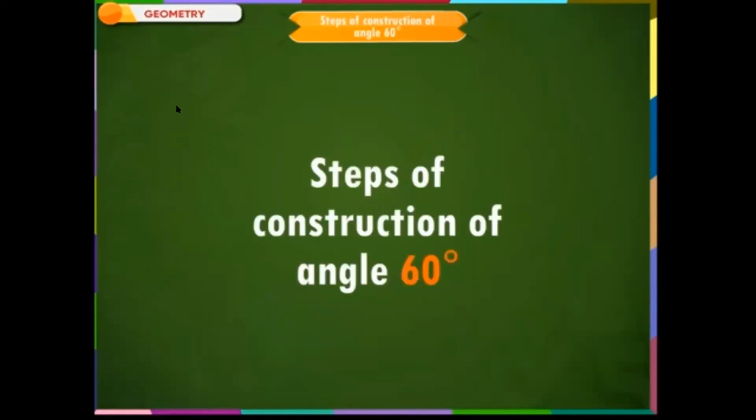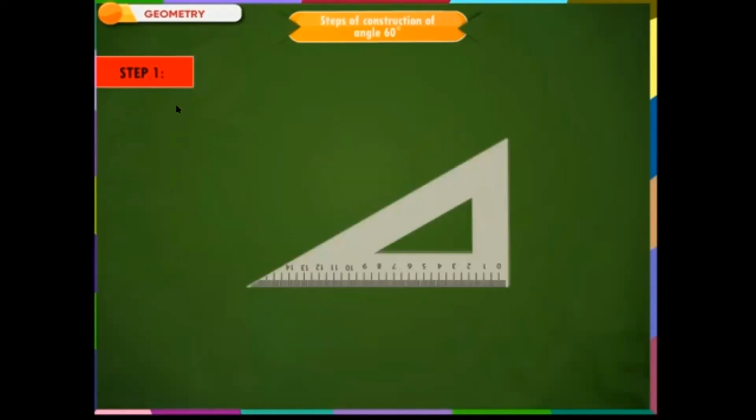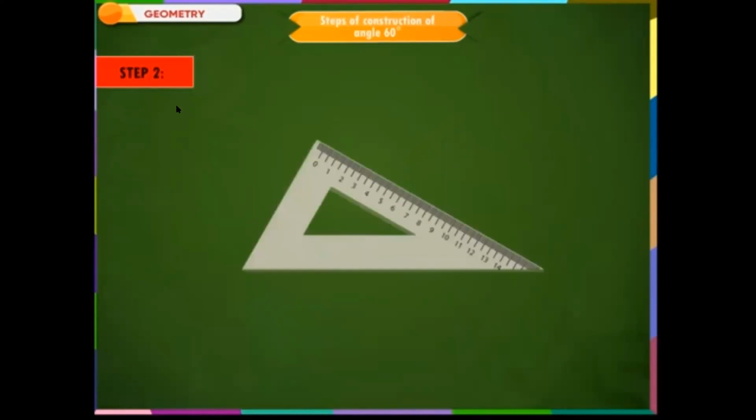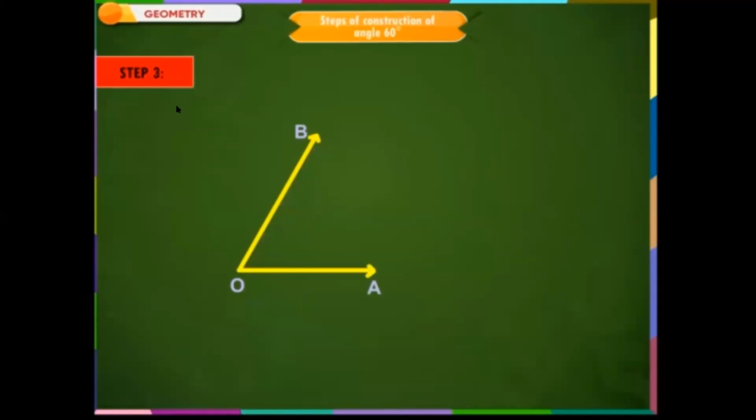Steps of construction of angle 60 degree. Step 1. To construct an angle of 60 degree, use the 30 degree set square that was used earlier to draw an angle of 30 degree. Step 2. Place the set square with the 60 degree angle on vertex O and then draw a ray OB starting from the vertex measuring 60 degree. Step 3. Now draw a ray OA along the other edge of the set square starting from point O. The angle so obtained is of measure 60 degree.